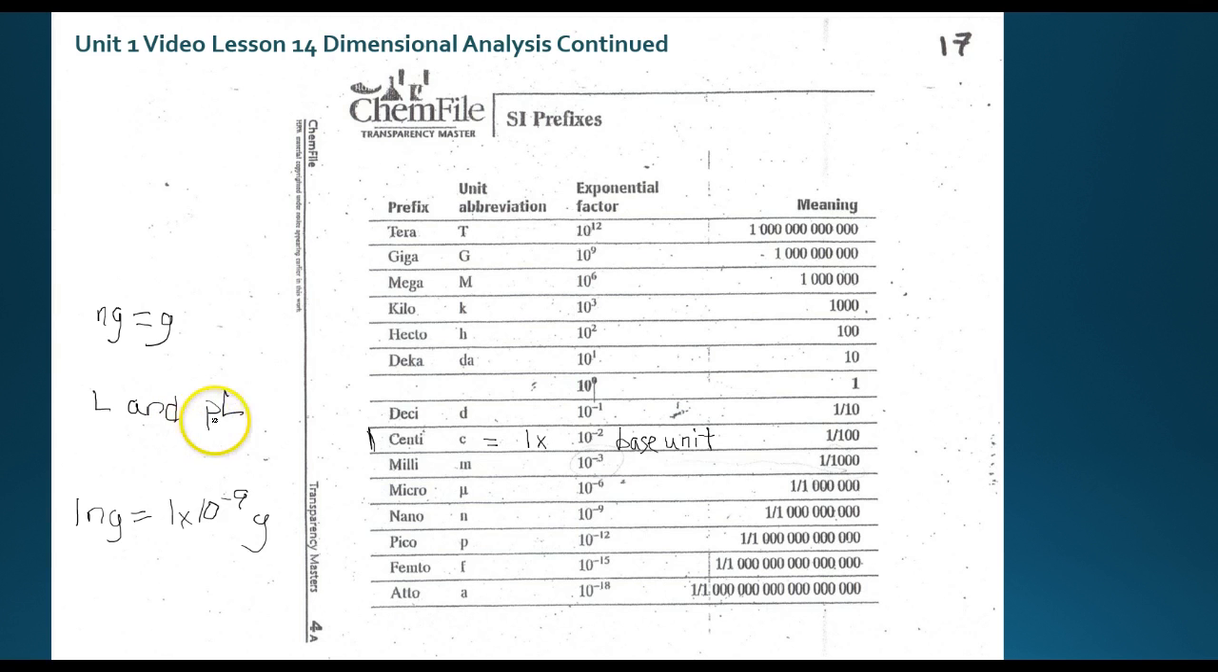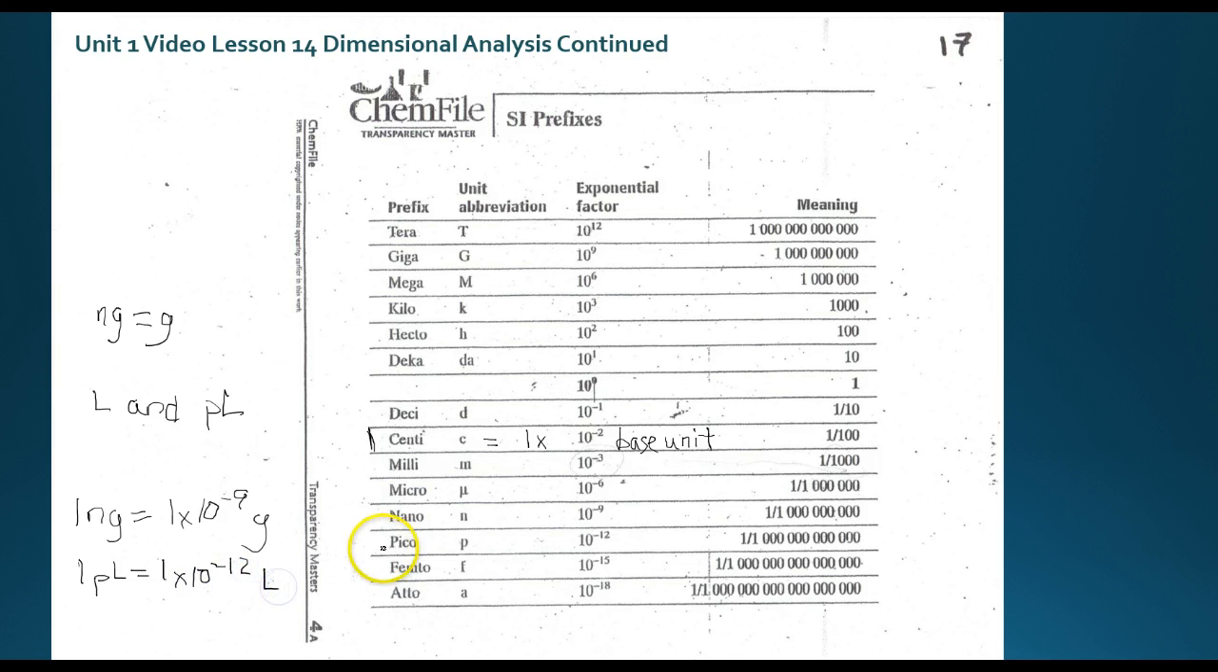Okay, and the symbol for pico is a P. So I'm going to come down here and find pico, which is right here, and write my equality statement. Now, notice I have liters written first. It doesn't matter. Your equality statement is always going to start with your prefix unit. So you have 1 picoliter is equal to 1 times 10 to the minus 12th liter.